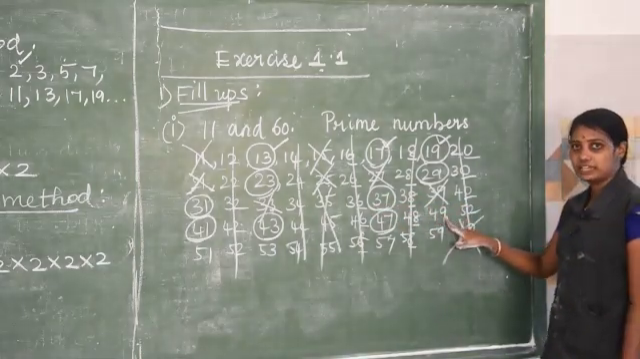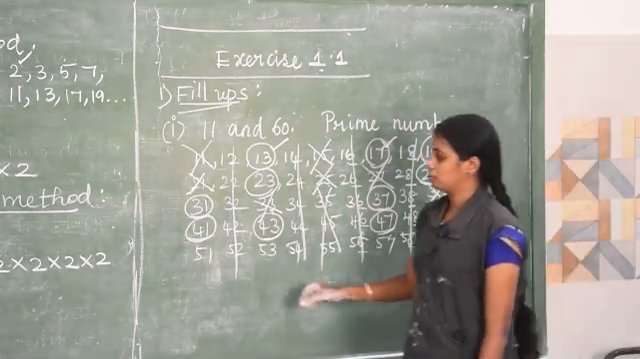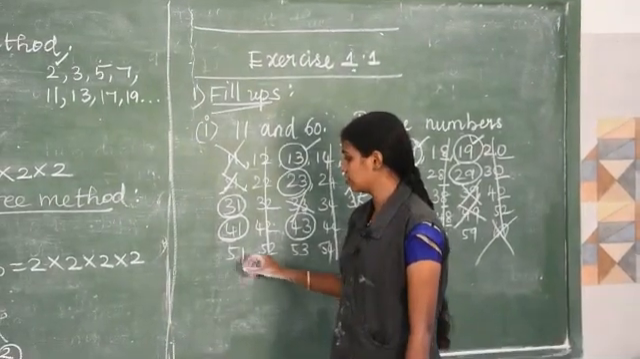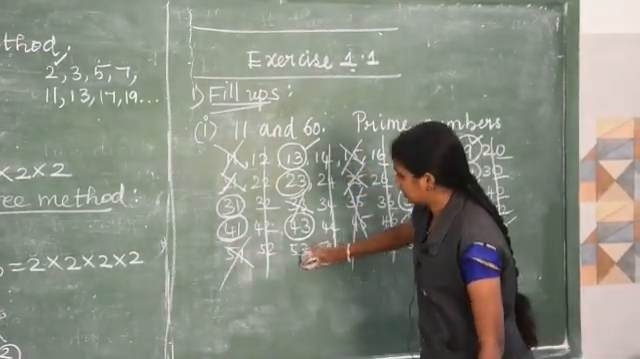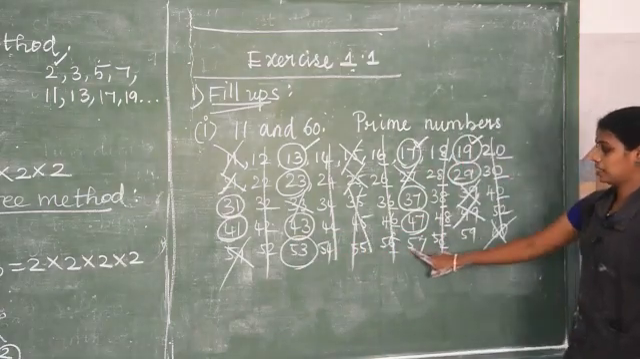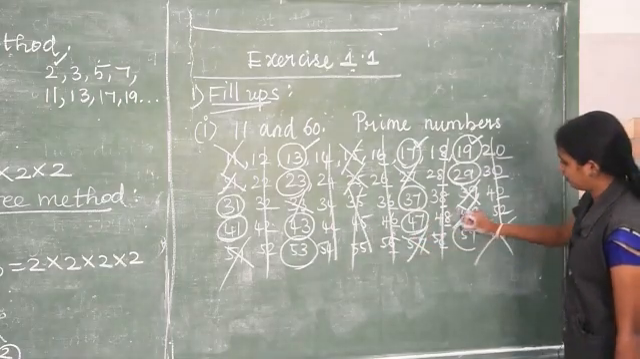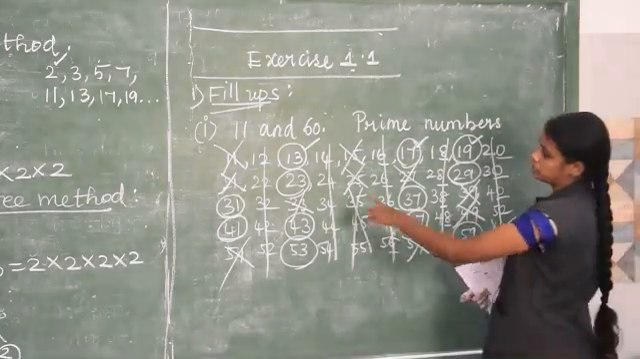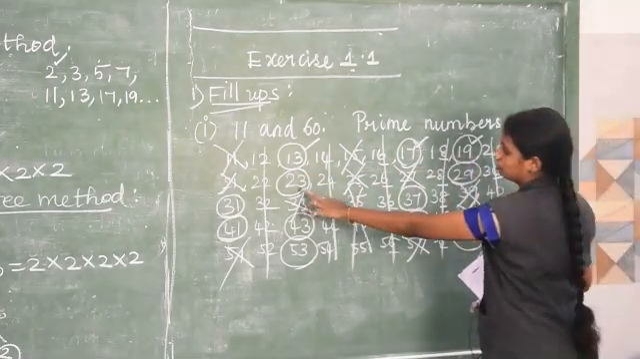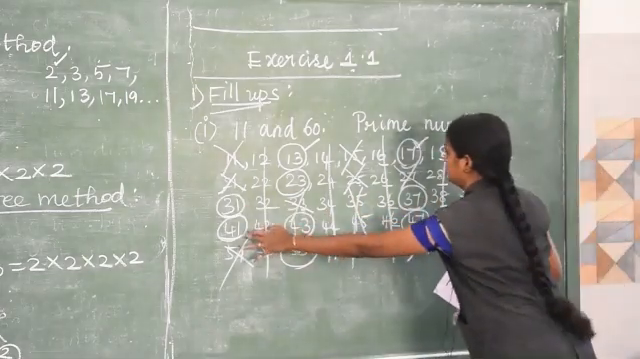49 will come in the 7 table. 7 sevens are 49, so it is not a prime number. 51: 5 plus 1 is 6, so it is in the 3 table and it is not a prime number. 53 is a prime number. Next, 57: 5 plus 7 is 12, so it will come in the 3 table. 59 will not come. So pick up the numbers 13, 17, 19, and count them as 4, 5, 6, 7, 8, 9, 10, 11, 12.